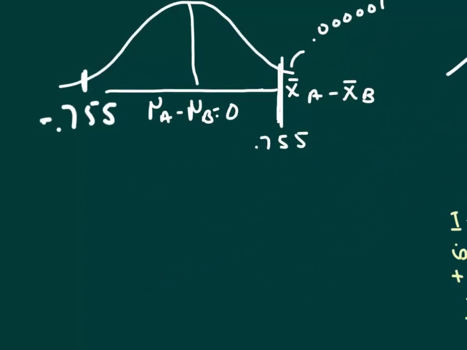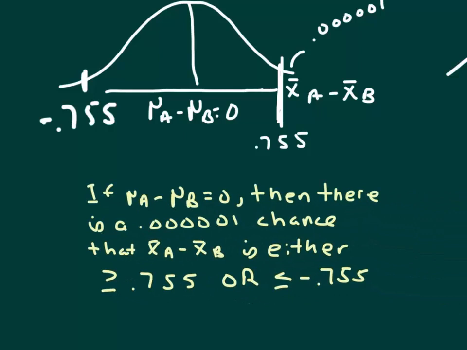So now, putting that into words: if mu A minus mu B is equal to 0, if H0 is true (by the way, I could put if mu A is equal to mu B, that's an equivalent statement), then there is a p-value chance that x bar A minus x bar B, our statistic, is either greater than or equal to 0.755 or less than or equal to minus 0.755.